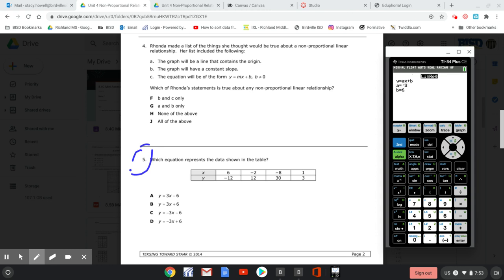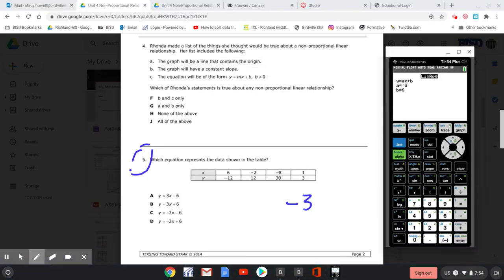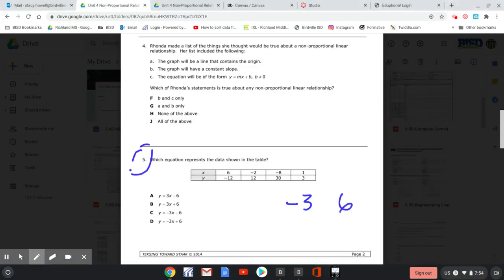And I can see now that my slope is negative 3 and my y-intercept is 6. So in the form of y equals mx plus b, I can see my slope is m and my y-intercept, b, is 6. You should get the answer now.